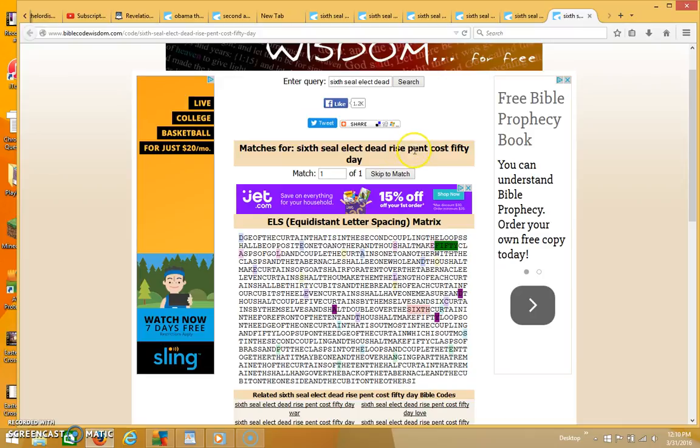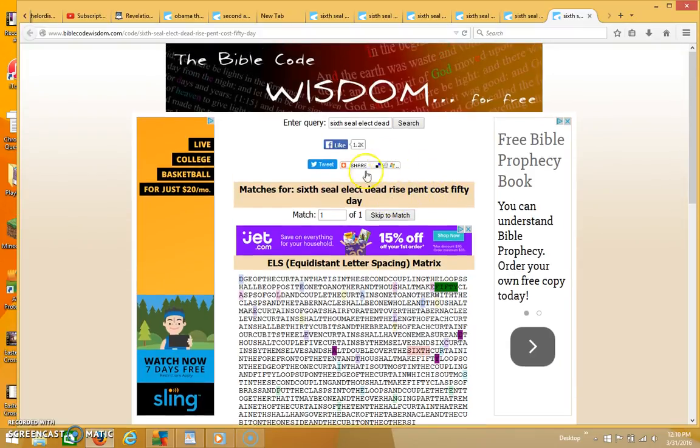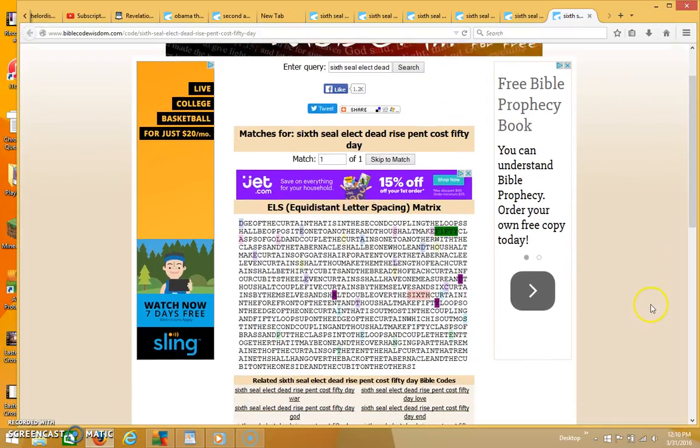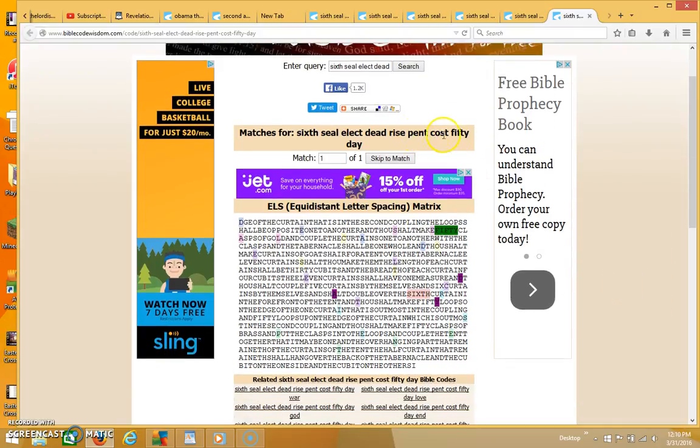Also put in pent and cost. I couldn't get the whole word to come up, so I had to abbreviate it this way for it to come up. So I'm not sure if it's talking about Pentecost, but it comes up as far as the prefix and the ending. And so this one reads 6, seal, elect, dead, rise, pent, cost, 50, day.